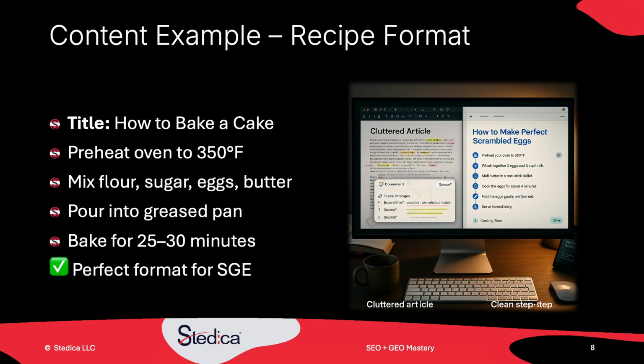For example, if you're writing a guide on how to bake a cake, you can structure it like this. A clear introduction. Baking a cake is easy with the right steps. A step-by-step list. 1. Preheat your oven to 350 degrees Fahrenheit. 2. Mix flour, sugar, eggs, and butter. 3. Pour the batter into a greased pan. 4. Bake for 25 to 30 minutes. This structure makes it easy for SGE to extract and feature your content.